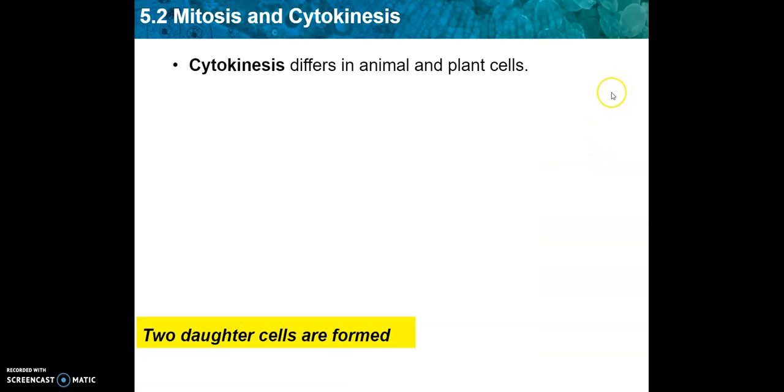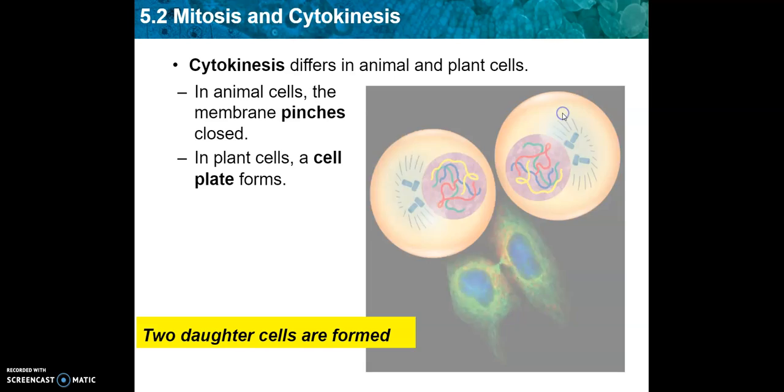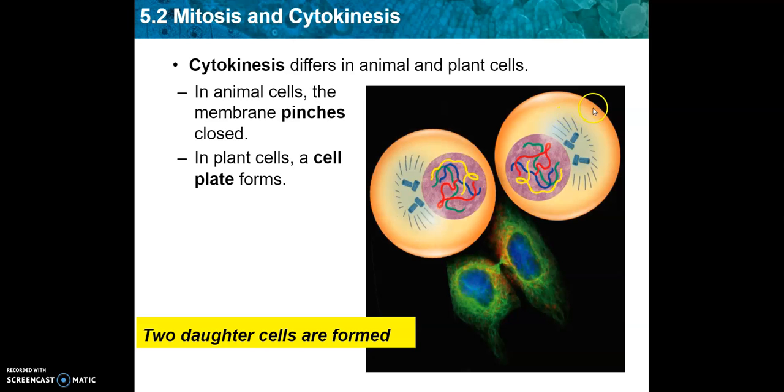And then finally we have cytokinesis. Cytokinesis is going to look a little different in the animal and plant cells. In animal cells, that membrane pinches closed, and that's it. In plant cells, the cell plate will form, and then finally a cell wall. The final stage here, we have two identical cells. They've both got their very own nuclear membrane. They both have identical copies of everything inside of each other. So they're completely identical.